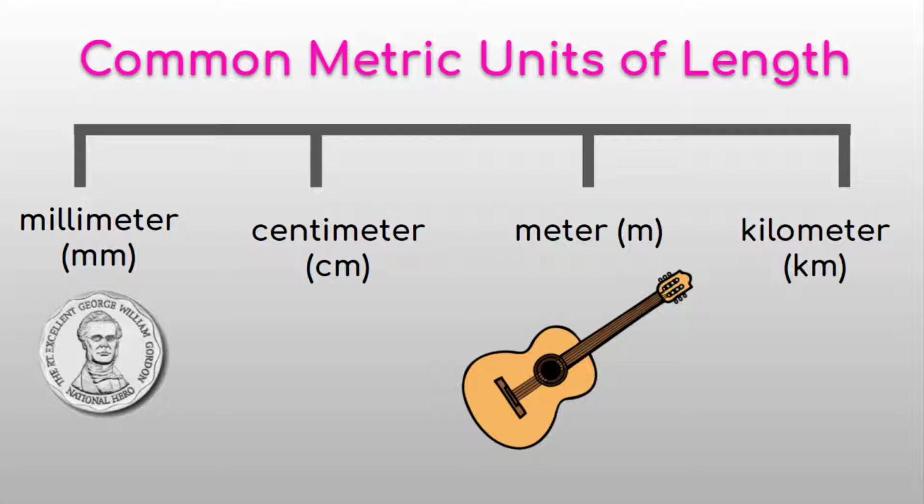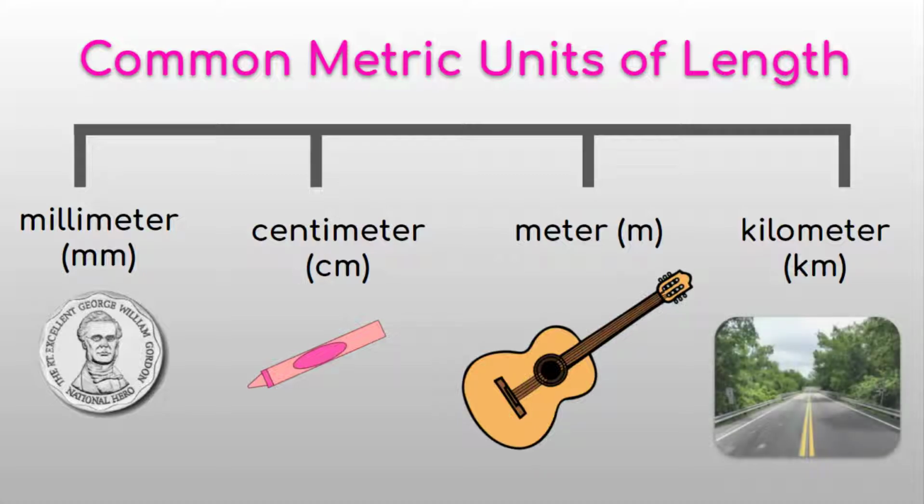A scientist may measure a very small specimen in millimeters. 100 centimeters is the same length as a meter. The width of a crayon or pencil is usually 1 centimeter. 1,000 meters is the same length as 1 kilometer, which makes sense because the prefix kilo means 1,000. A kilometer is the distance covered after walking at a normal pace for roughly 15 minutes.